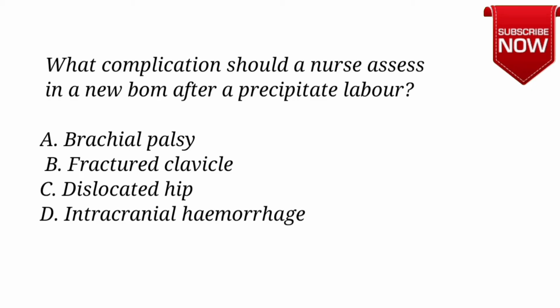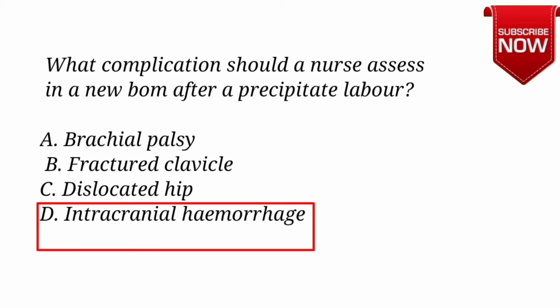What complication should a nurse assess in a newborn after precipitate labor? Option A, brachial palsy. Option B, fractured clavicle. Option C, dislocated hip. Option D, intracranial hemorrhage. Answer is intracranial hemorrhage.